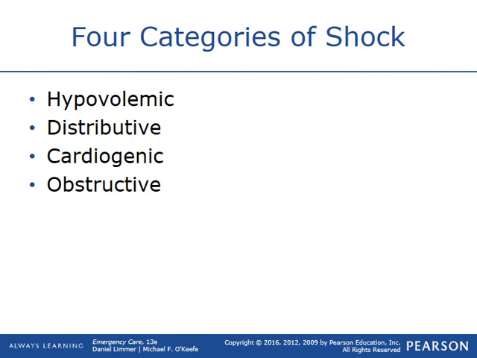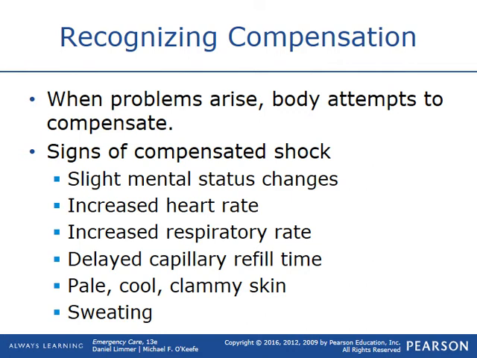So there are 4 categories of shock that we'll go over: hypovolemic, distributive, cardiogenic, and obstructive. It's important that we recognize the signs and symptoms of compensation. So when problems arise, just like we talked about earlier with the cardiopulmonary system, the body is going to attempt to compensate. So your signs of compensated shock are going to be slight mental status changes, increased heart rate, increased respiratory rate, a delay in your capillary refill time, pale, cool, and clammy skin, and sweating.